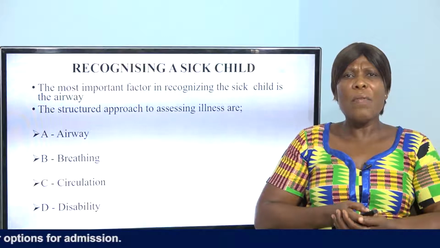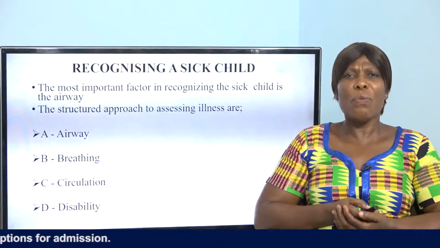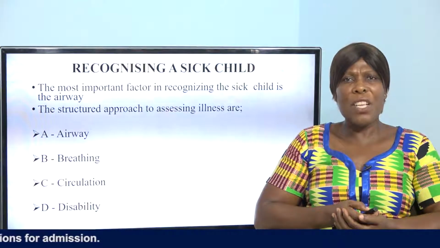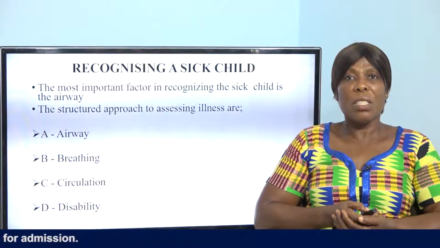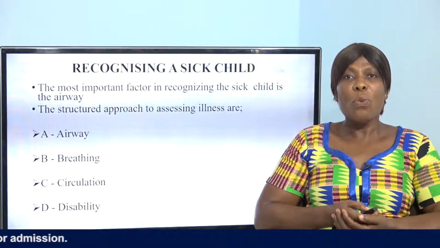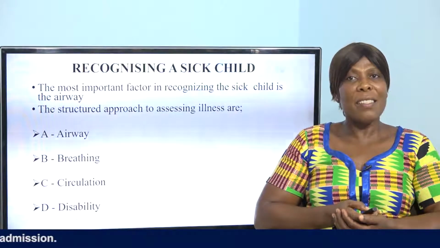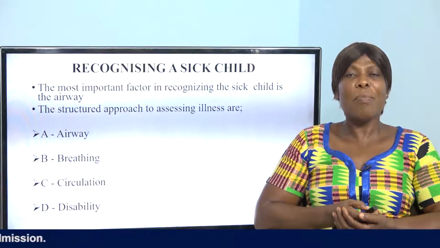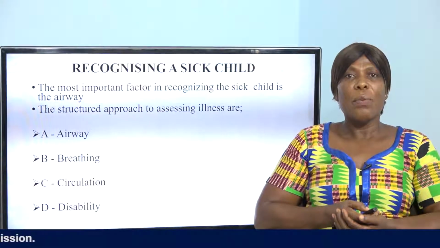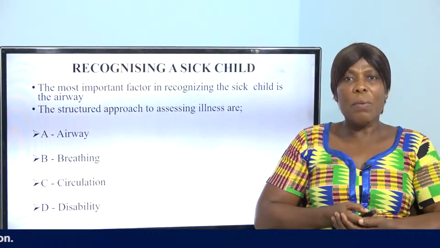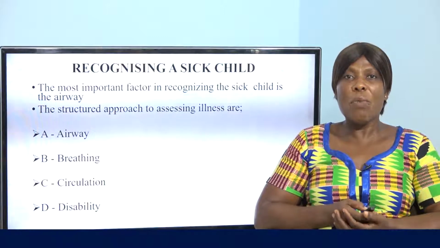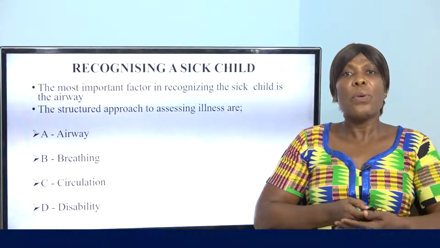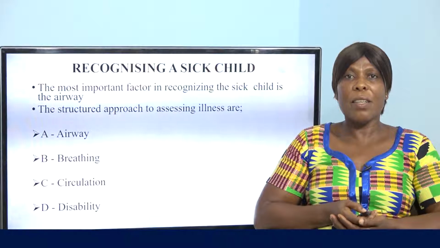Some of the blocking of the airway may be as a result of what? Meconium aspiration. So we have a structured approach in assessing the ill baby. We have the airway, we have the breathing, circulation, and then disability. We'll be taking each and every one of them and see how we assess the sick child.